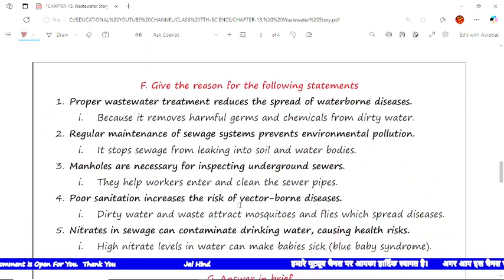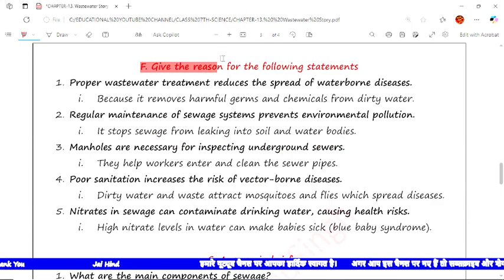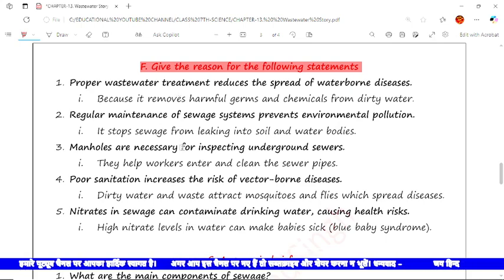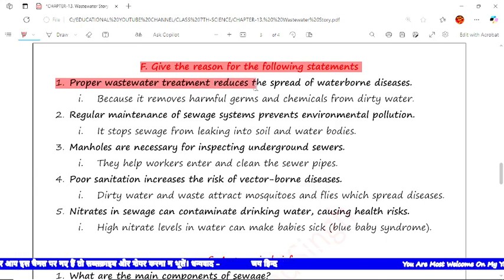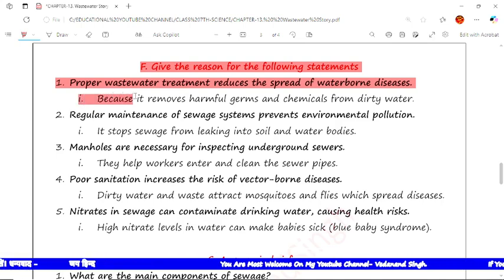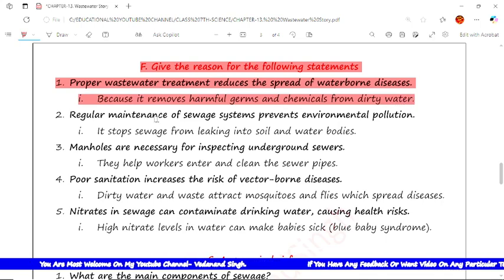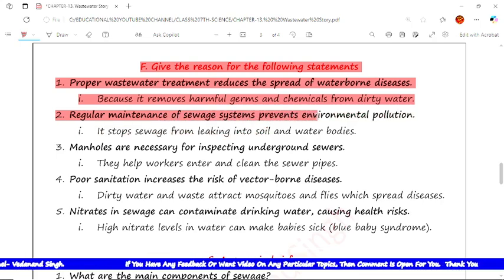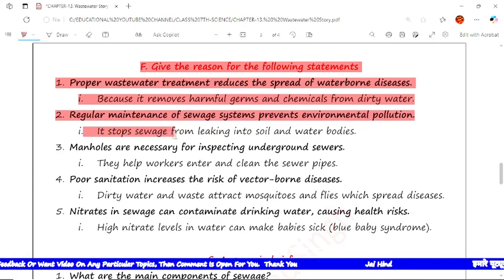So the next type of question is give the reason for the following statements. The statements are here and we have to give the proper reason. The first statement is proper wastewater treatment reduces the spread of waterborne diseases. The reason is because it removes harmful germs and chemicals from dirty water. The next statement is regular maintenance of sewage system prevents environmental pollution. The reason is it stops sewage from leaking into the soil and water bodies.